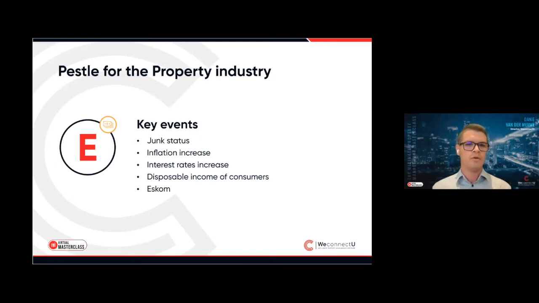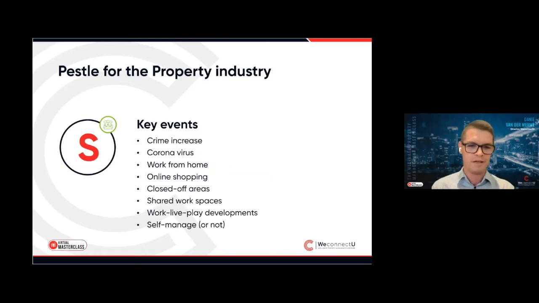impact us? We have also seen communities being a key place where people want to live, because there they can share some benefits like pools and security. So that's definitely driving growth in that sector. And then lastly, will Eskom be able to keep the lights on? And if not, how will that impact you for the future?